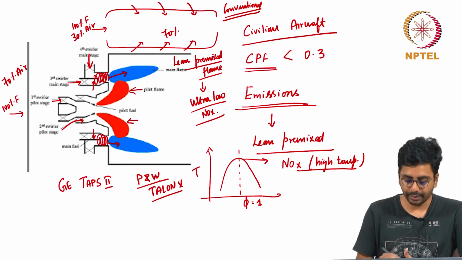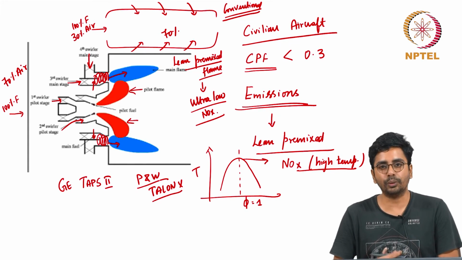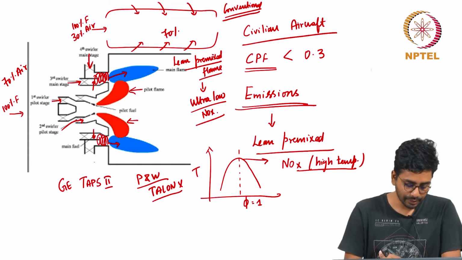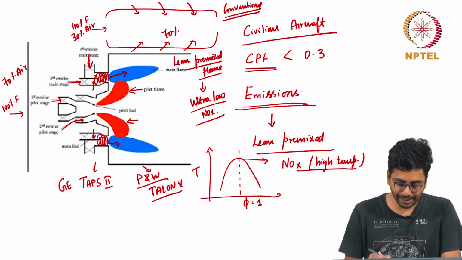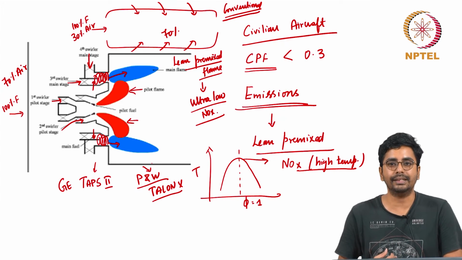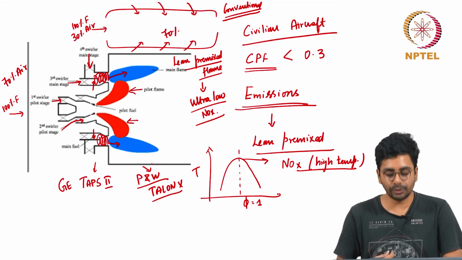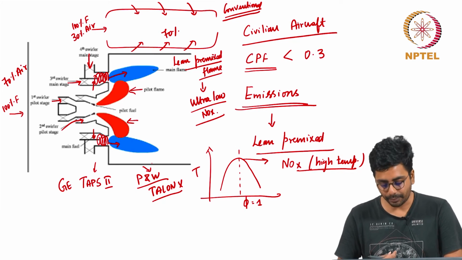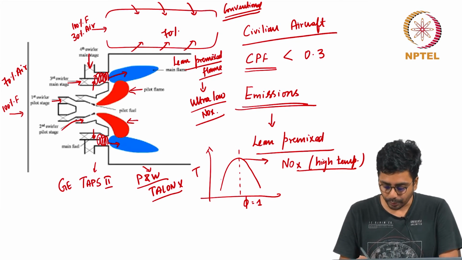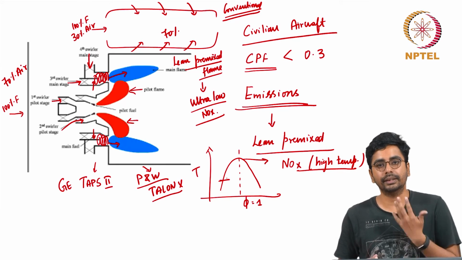Okay. While the basic idea is to go lean and premixed, this has been achieved using a variety of strategies, and two good examples of two different strategies are what you can see in the GE TAPS 2 engine and the Pratt & Whitney Talon X engine. But the basic idea is to go lean premixed, to go to low temperatures to avoid thermal NOx.